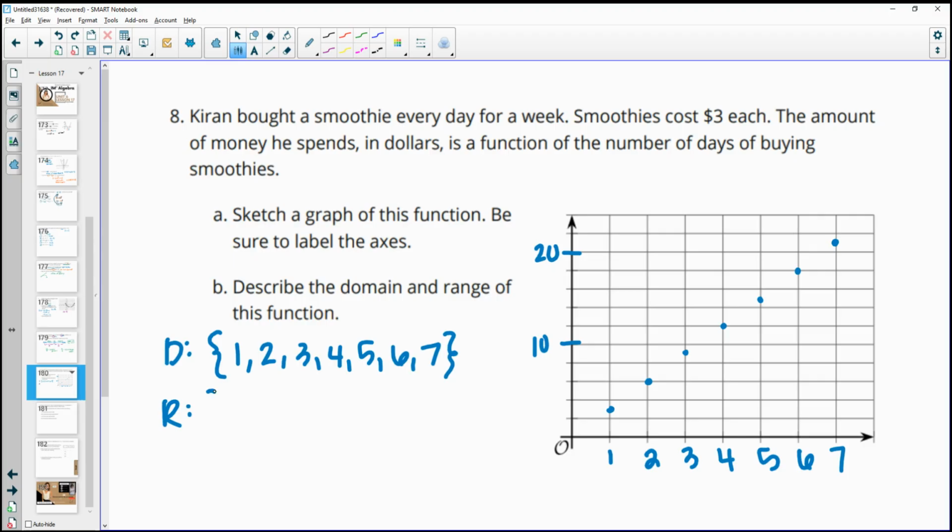And then same for the range. He's spending $3, $6, $9, $12, 15, 18, and 21. He's not spending $10 because they're $3 each. He's not spending $14 or $20. He's spending multiples of 3 between 3 and 21.